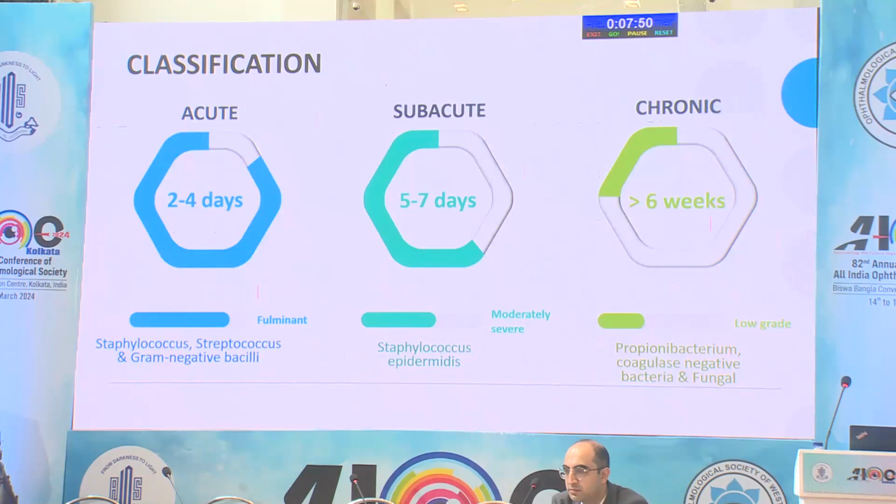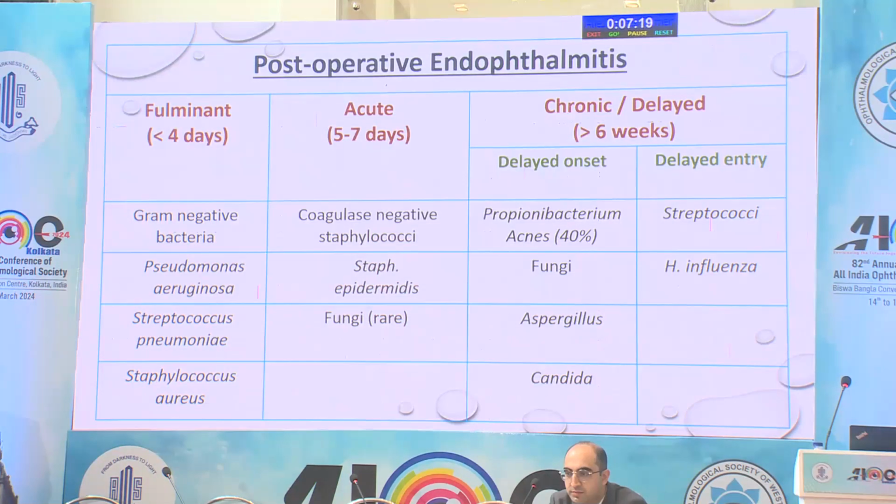So if you look at the classification, endophthalmitis can be classified into two types: exogenous and endogenous, and then on the mode of presentation. So it can be acute, subacute, and chronic. So acute endophthalmitis, the most common organisms are staph, streptococcus, gram-negative bacilli. Subacute is Staphylococcus epidermidis, which is normal commensal of the lids. And chronic is by Propionibacterium, coagulase negative bacteria, and even fungal can have a delayed onset of presentation of more than 6 weeks. So again, post-operative endophthalmitis, multiple organisms can cause.